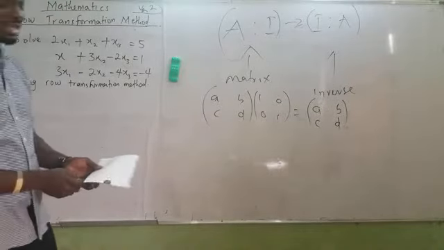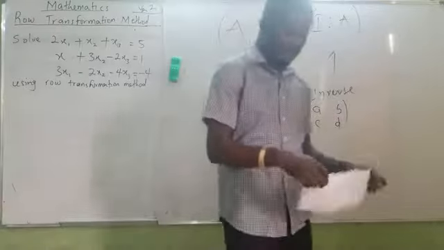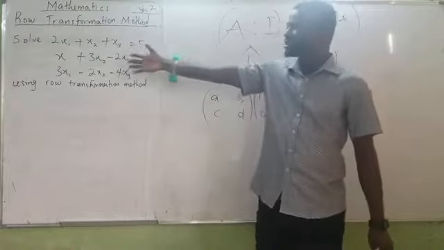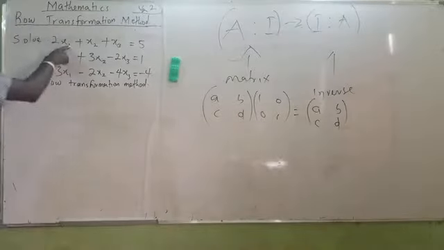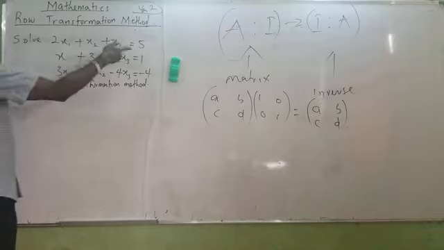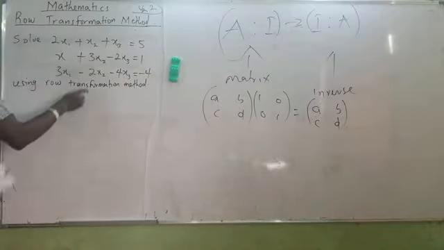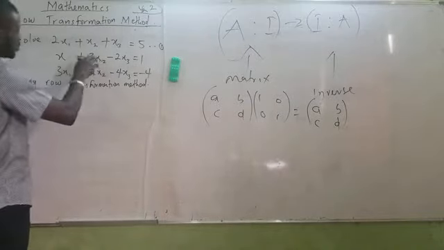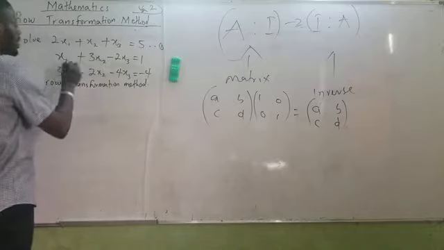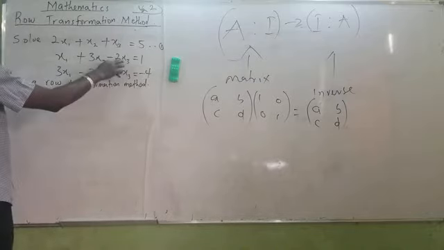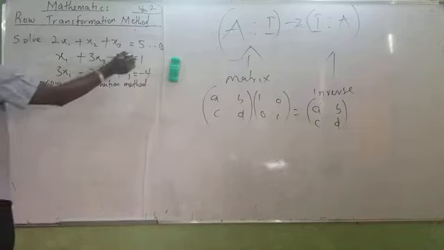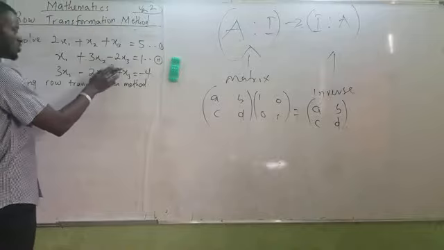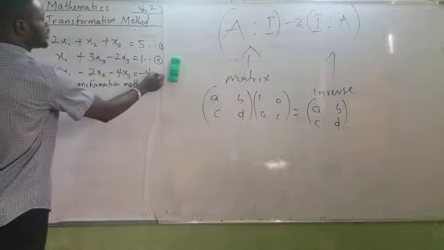You can see mathematics is very simple, just follow us up. I have a problem here. Solve 2x1 plus x2 plus x3 equals 5, equation 1. x1 plus 3x2 minus 2x3 equals 1, equation 2. And 3x1 minus 2x2 minus 4x3 equals minus 4, equation 3.